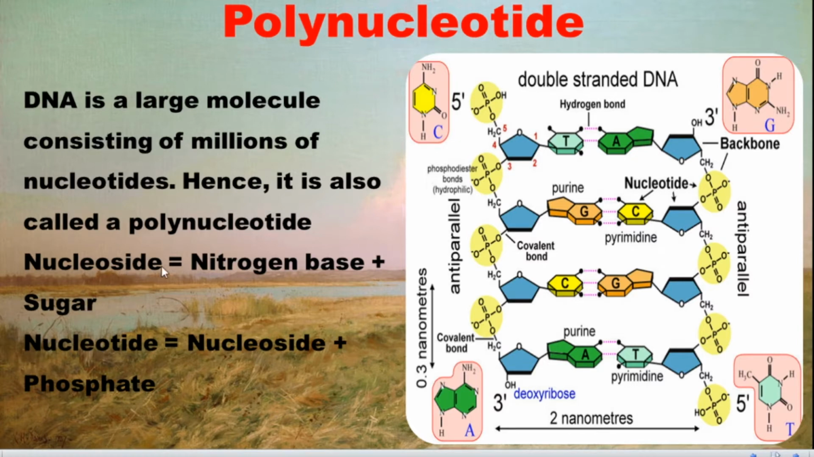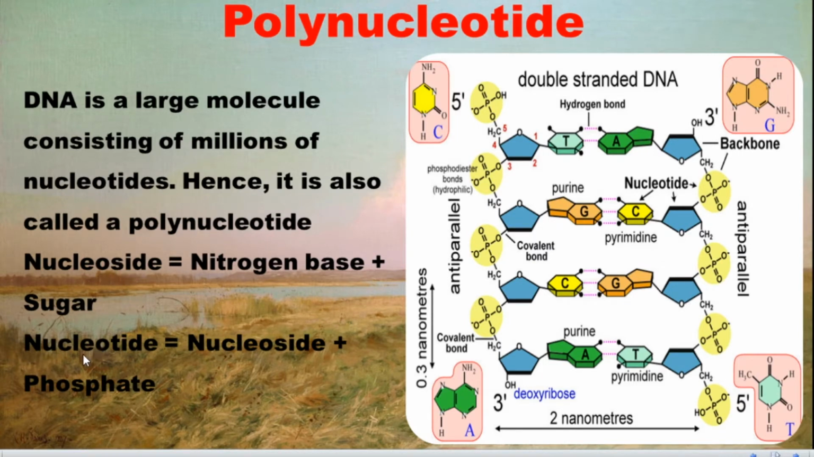Nucleoside is nothing but nitrogen bases plus sugar. Which is the nitrogen base? This is the nitrogen base. This we call a sugar. These two together we call a nucleoside. Once more, this is the nitrogen bases: adenine, guanine, cytosine, thymine. These nitrogenous bases plus sugar we call a nucleoside.